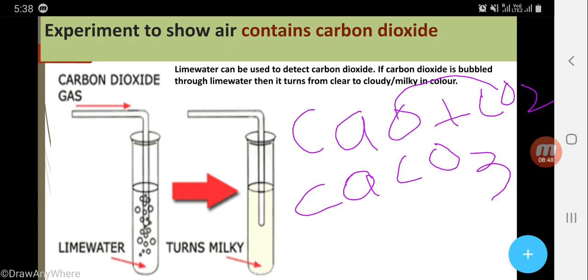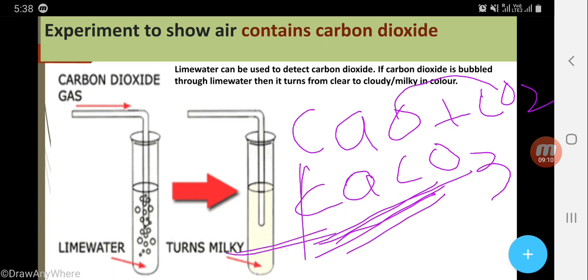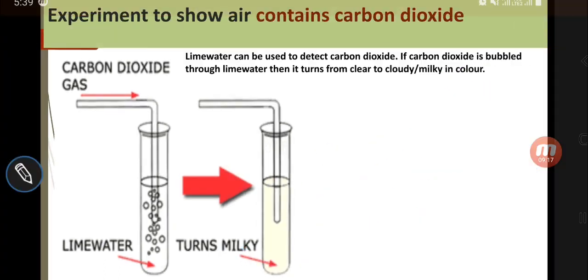So when we take lime water in test tube 1 and pass carbon dioxide gas through it, it reacts and turns milky white. Why does it turn milky white? Because of the formation of calcium carbonate. And that formation of calcium carbonate indicates that carbon dioxide is present in air.